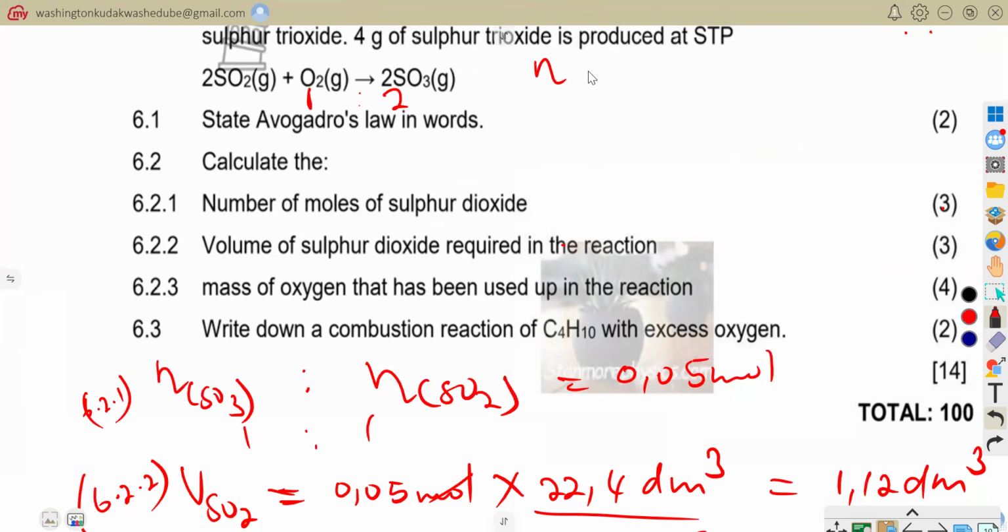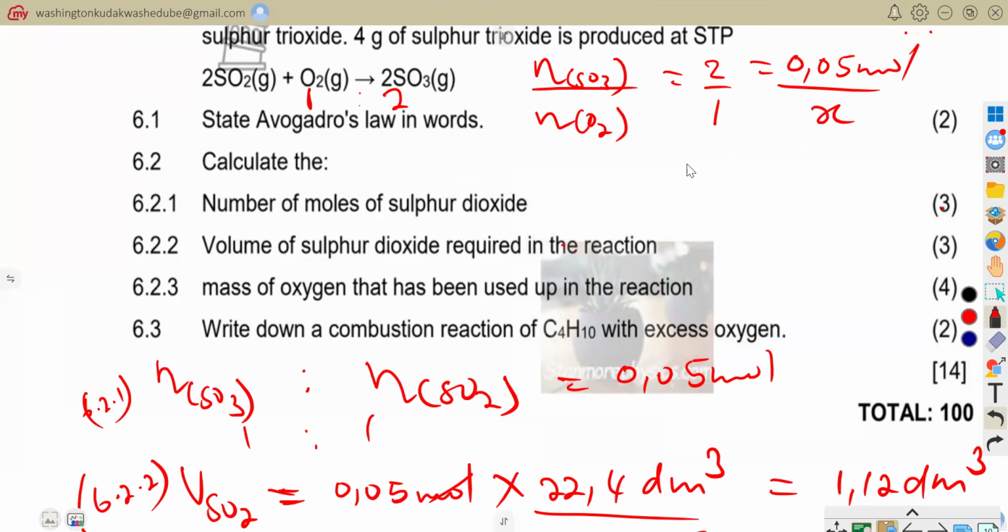So if I know the number of moles of sulfur trioxide, I can know the number of moles of oxygen, where the relationship is 2:1. So if I know the number of moles of sulfur trioxide, which is 0.05 mole, then I can know the number of oxygen moles. So now I would know that the number of oxygen moles would be equal to what?